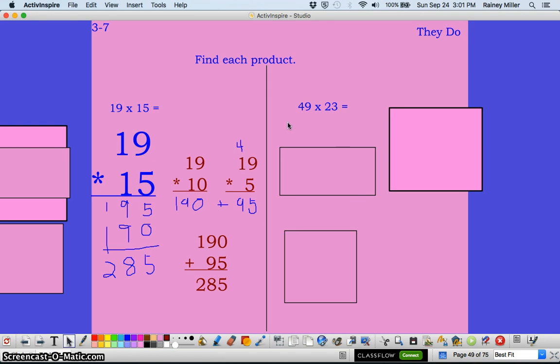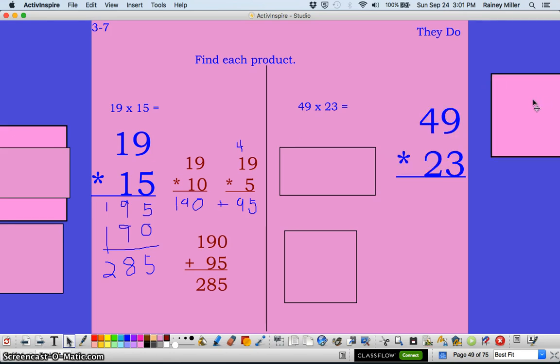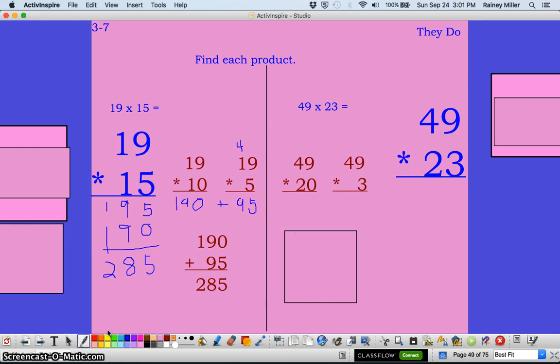All right, if you haven't already, stop the video before we go on to the next one and try this one out. Okay, so I rewrite it in vertical format. Okay, so I know that 23 is made out of 20 and it's made out of 3. So I could take 49 times 20 and add it to whatever's the answer of 49 times 3 and get my answer. So I use my 0 trick here, so this is going to be 18.